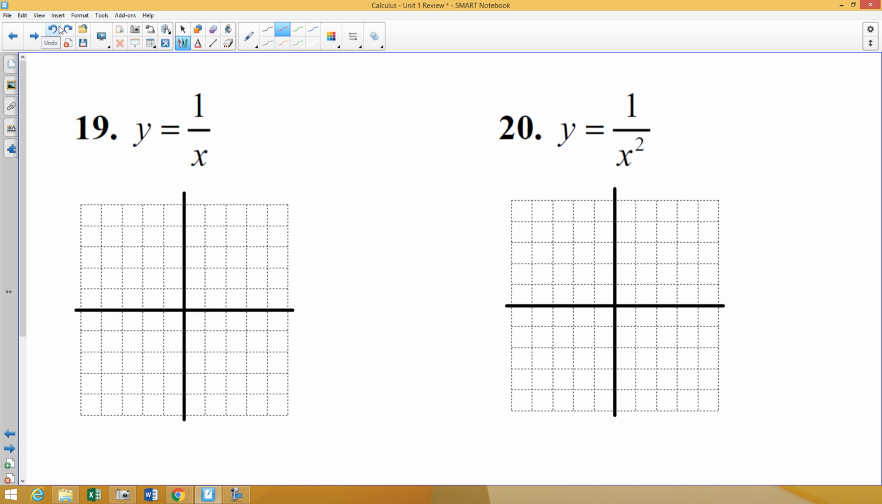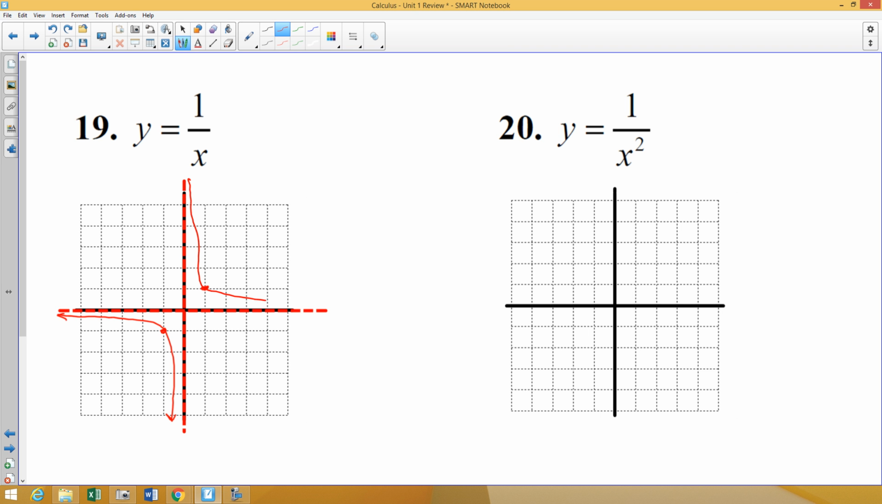All right, 19, y equals 1 over x. There's only 2 integer points I'm interested in you hitting. Now this does have a vertical asymptote on the y-axis and a horizontal on the x-axis. If I plug in 1 for x, 1 divided by 1 is 1, so we need to hit the point 1, 1. If I plug in negative 1 for x, 1 over negative 1 is negative 1, so I have to hit the point negative 1, negative 1. And then it follows the asymptotes and goes down this way. I'll be looking for you to hit that point 1, 1 and negative 1, negative 1.